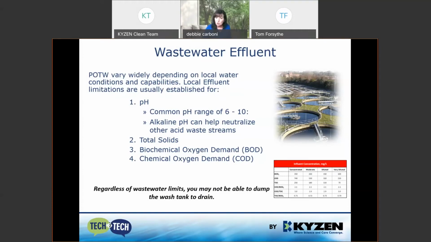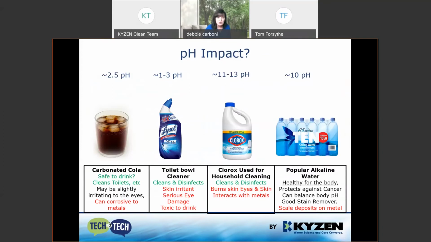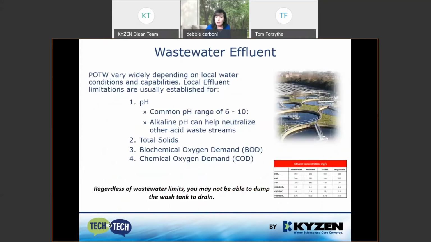And just as you do with raw materials in your own factory. Interestingly enough, pH is often first and important, but typically has a wide process window of 6 to 10, and sometimes even higher. Surprisingly, many POTWs like to have slightly alkaline streams to help neutralize some of the other acidic materials that they must manage.